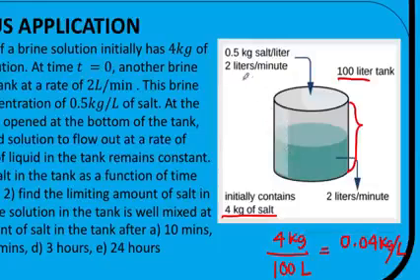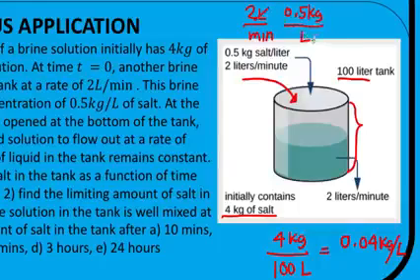Then there is an inflow of another brine solution, and the rate of inflow is 2 liters per minute. So the inflow is 2 liters per minute. And the concentration of this brine solution that is flowing into the tank is 0.5 kilogram of salt for every liter, which we can now simplify as 2 times 0.5 is 1 kilogram of salt for every minute.